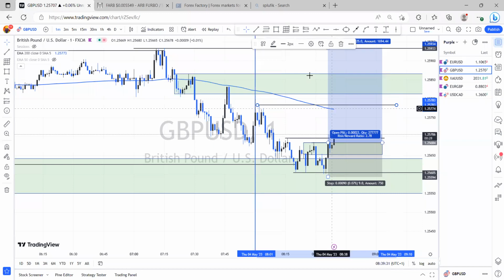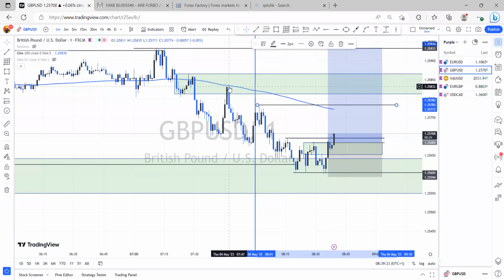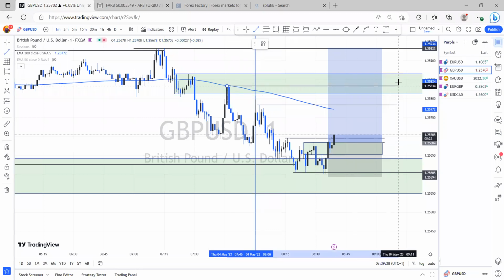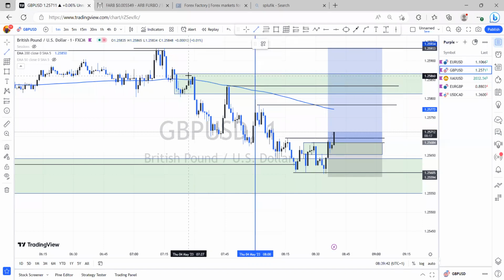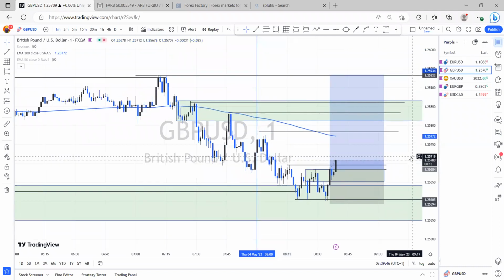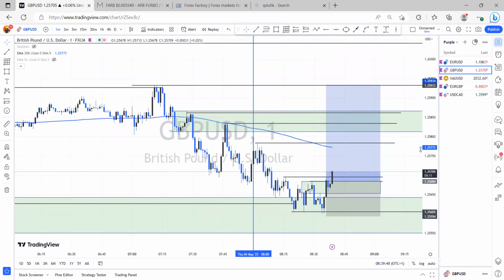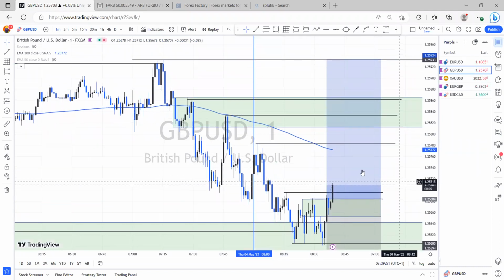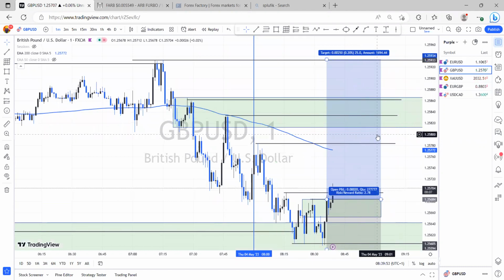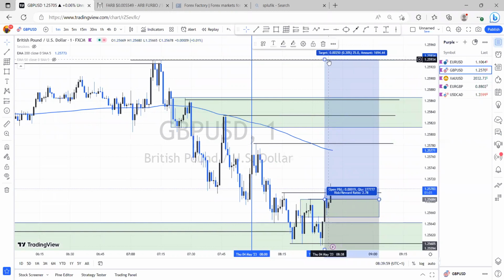Because of this 200 EMA on the 1 minute, it will reject when it touches there. You might want to take partials here, and partials there. You might also want to take partials here, final TP here. You see these three levels. These are areas where you might want to consider for partials. And then finally, this is 25 pips, the top there, which is the final target.